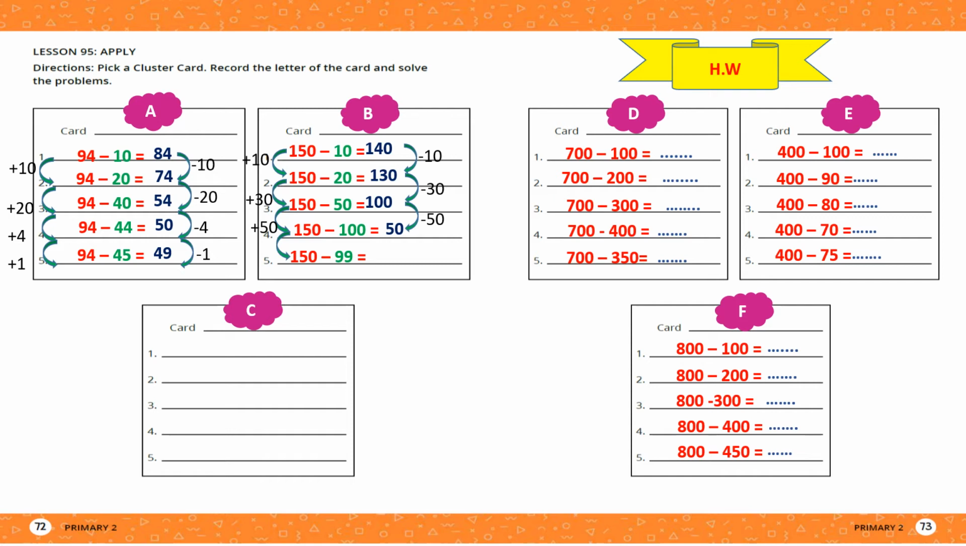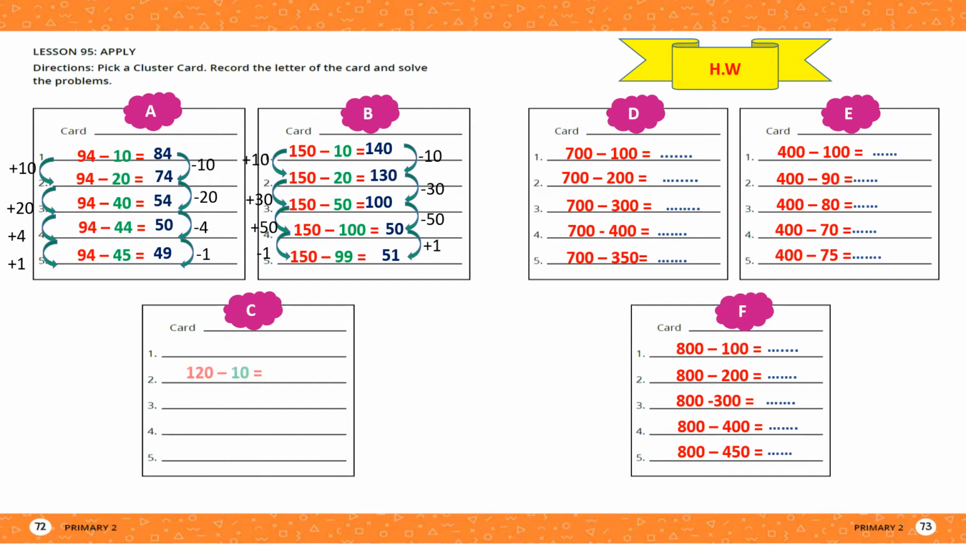The last equation, what happened here? 150 as it is. 100 decreased to 99. It decreased by what? Decreased by 1. So we must add 1 to the second side. 50 plus 1 equals 51. So the conclusion here: if I added a number to the first side, I must subtract the same number from the second side, and vice versa. Why? To keep the equations balanced.